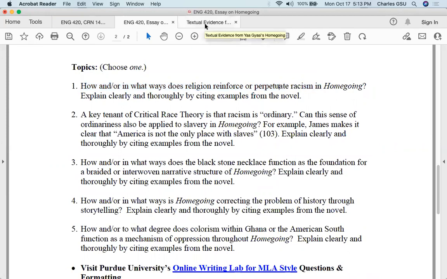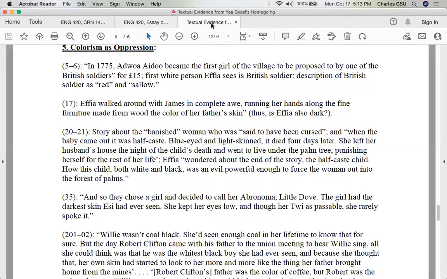Not surprisingly, the two religions that come into conflict with each other are the African tribal religions of the Asante and Fante, versus Christianity, typically through the missionaries.